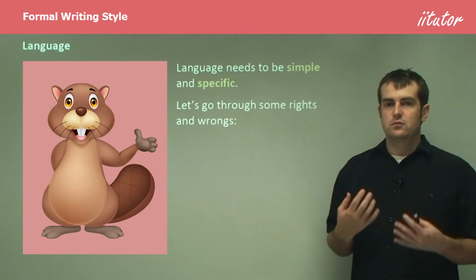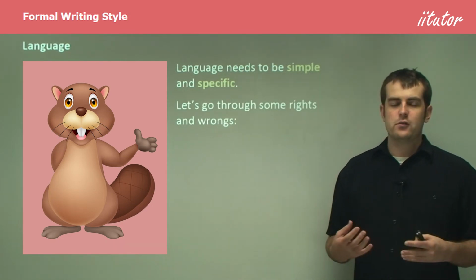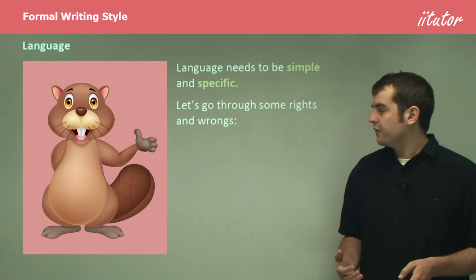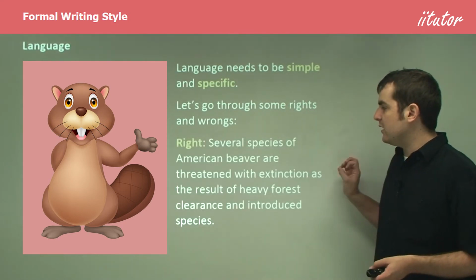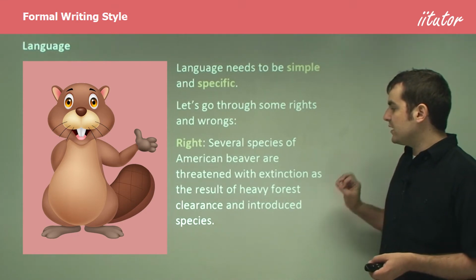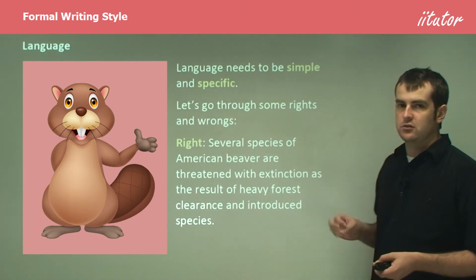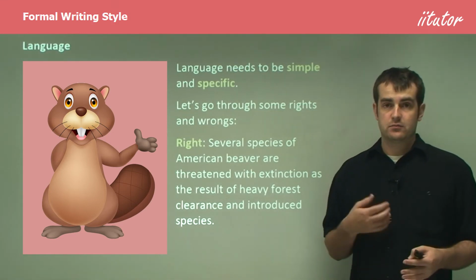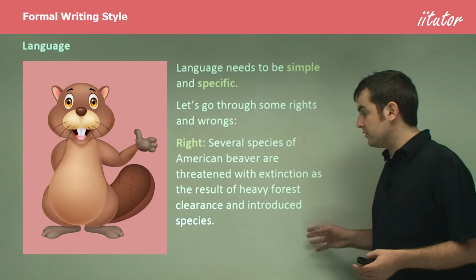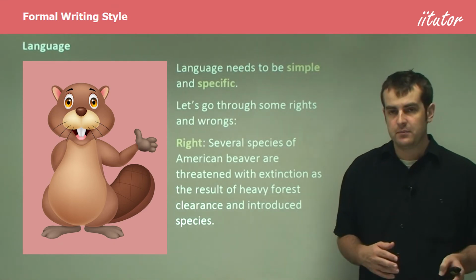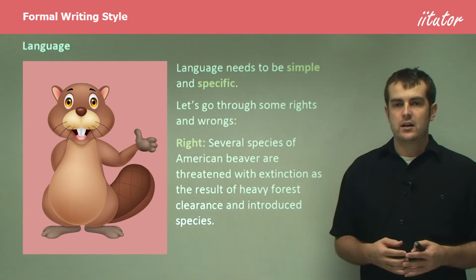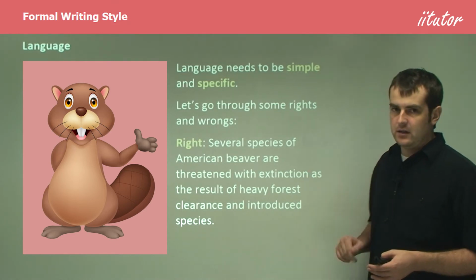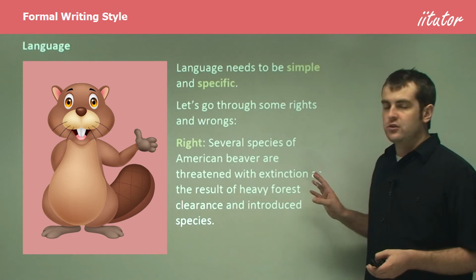So let's go through some rights and some wrongs, and we'll go through traits of the language which make it inappropriate for an essay. First of all, let's go for the right. Several species of American beaver are threatened with extinction as a result of heavy forest clearance and introduced species. Now this is a discussion where, if you find evidence or statistics on the heavy forest clearance or introduced species and compare those with numbers, you'll have a very specific argument. In this case, it's referring specifically to the beaver and what is threatening it. So it's answering whatever that question may have been.